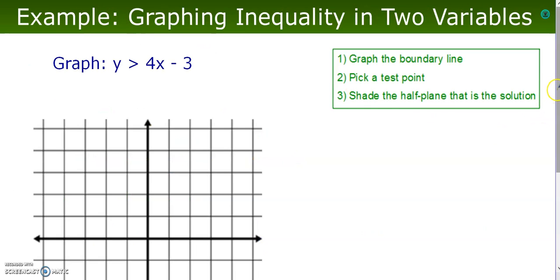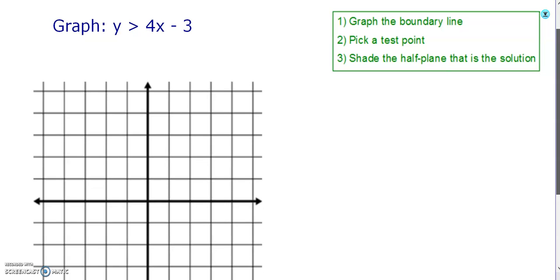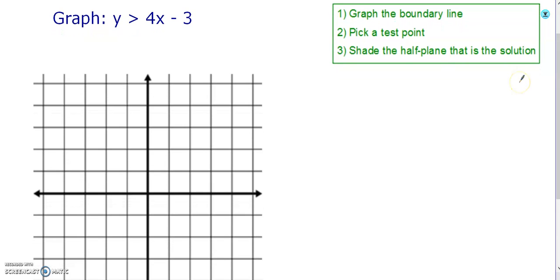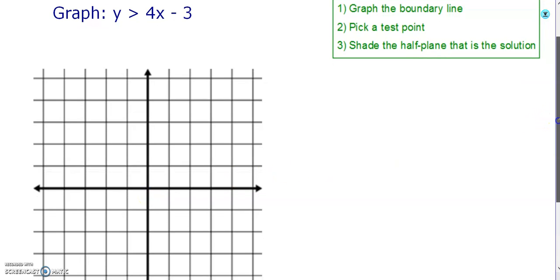Here we go. We've got y is greater than 4x minus 3. Think of this just like an equation. You want to first find the y-intercept. Our y-intercept is at -3, so I'm going to go ahead and dot that on my graph. So remember, y equals mx plus b. Graph your y-intercept first. Down here at -3, I'm going to put a dot there. And then I'm going to use my slope, and my slope here is 4, or 4 over 1, to rise and run and put my next dot, just like regular graphing of a line.